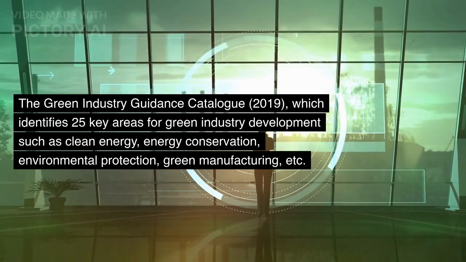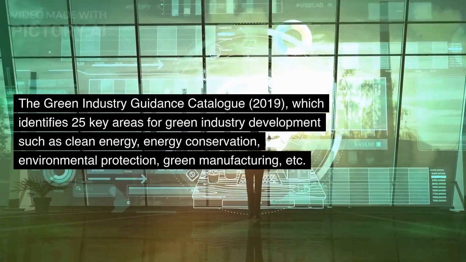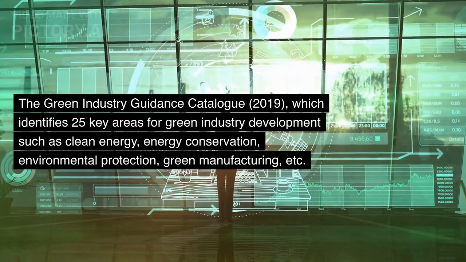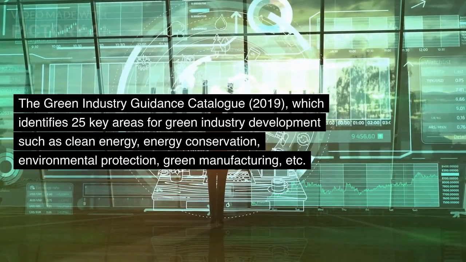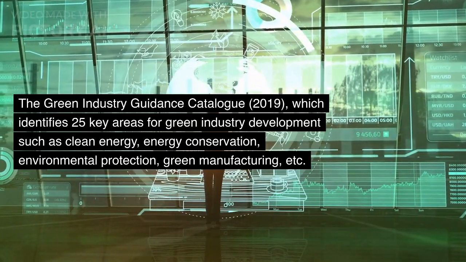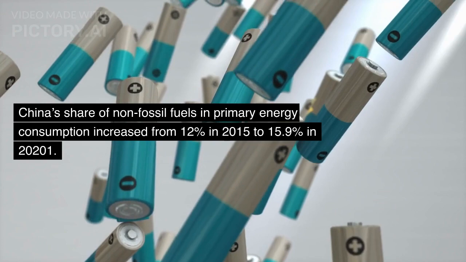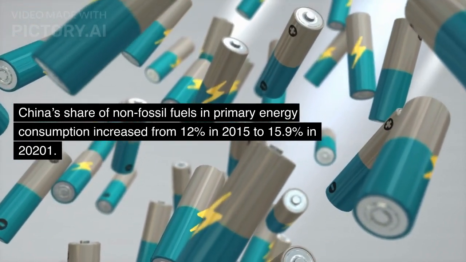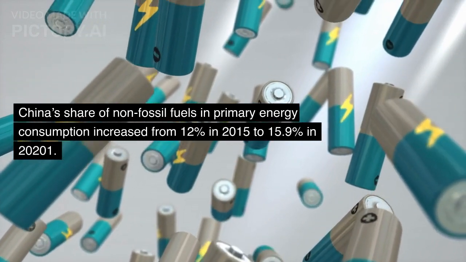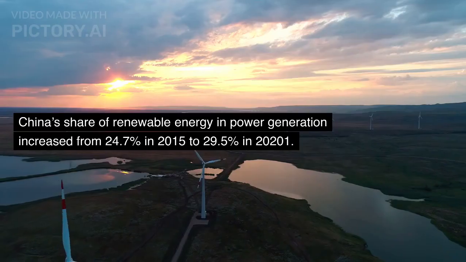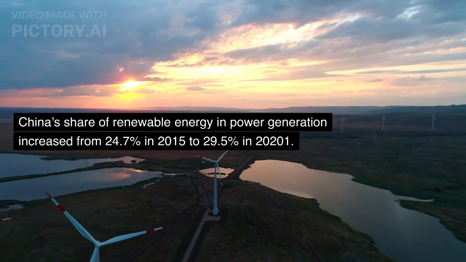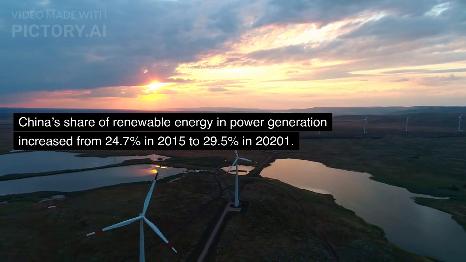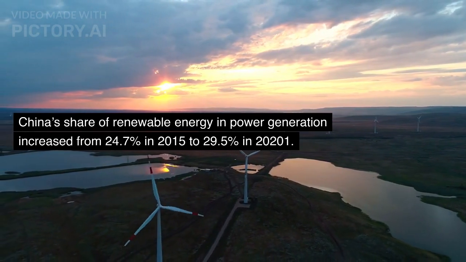The Green Industry Guidance Catalog, 2019, which identifies 25 key areas for green industry development such as clean energy, energy conservation, environmental protection, green manufacturing, etc. China's share of non-fossil fuels in primary energy consumption increased from 12% in 2015 to 15.9% in 2021. China's share of renewable energy and power generation increased from 24.7% in 2015 to 29.5% in 2021.